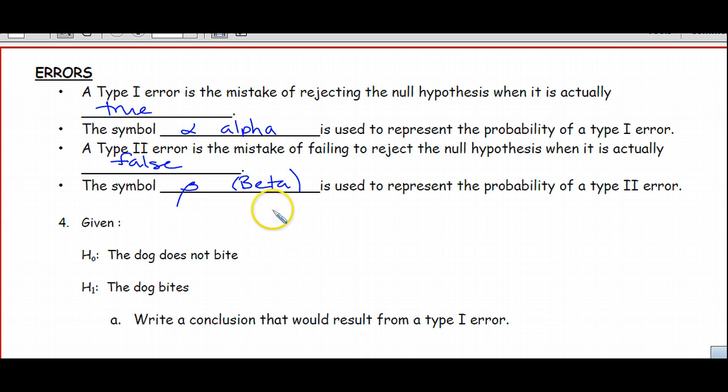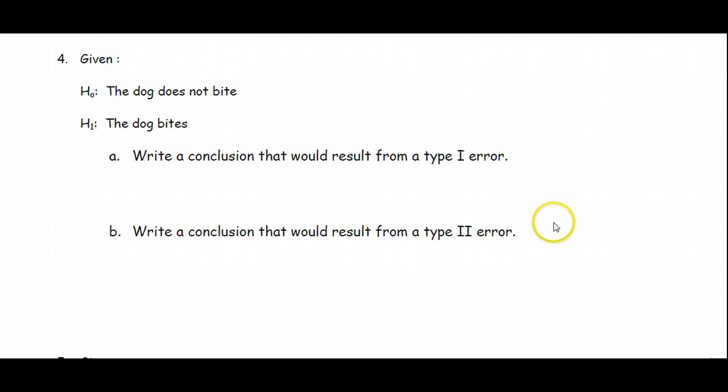Now, this is a little confusing. Let's go ahead and do one. So let's say that the null, I assume that the dog doesn't bite. So that's my null. And then my alternative is that the dog does bite.